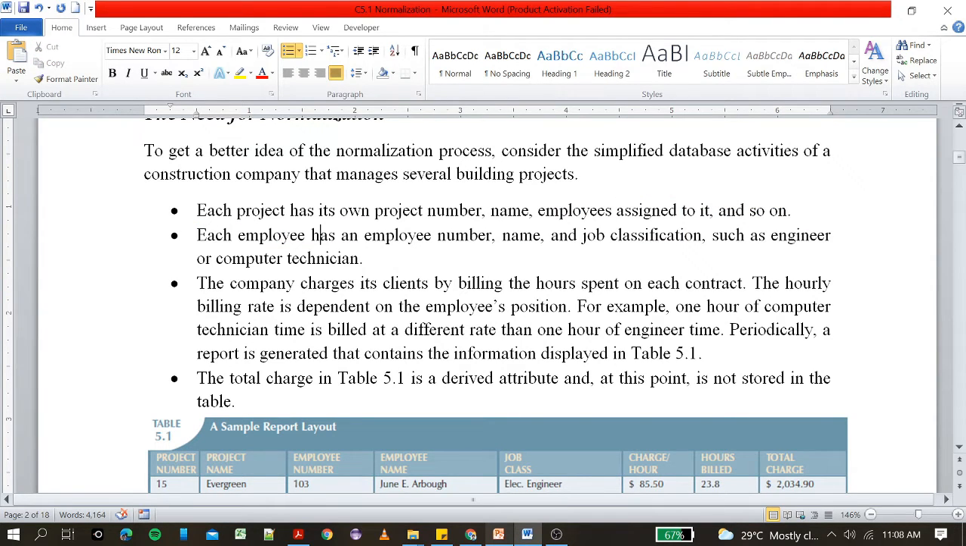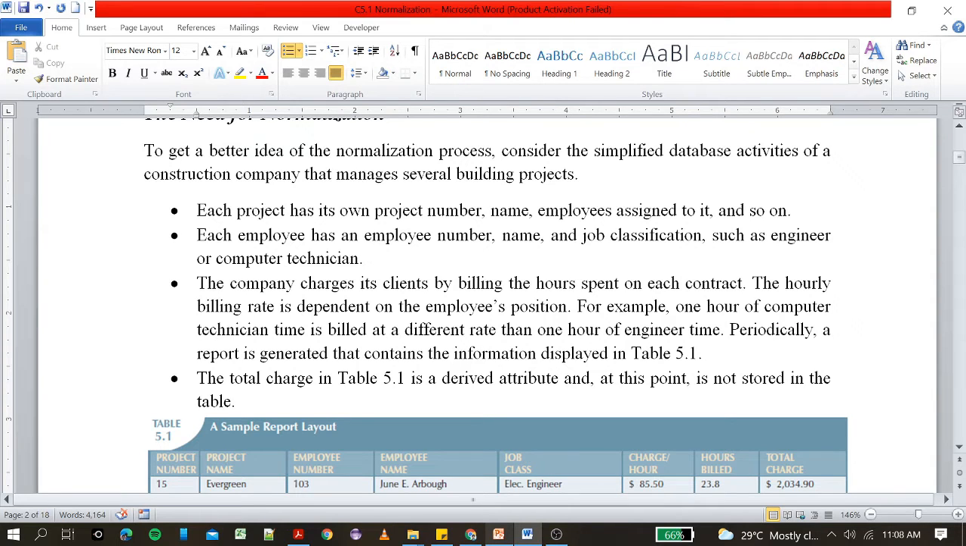Then, each employee has an employee number, name, and job classification, such as engineer or computer technician. The company charges its clients by billing the hours spent on each contract. The hourly billing rate is dependent on the employee's position. For example, 1 hour of computer technician time is billed at a different rate than 1 hour of engineer time. So, may kanya-kanyang rate yung bawat employee dun sa isang project depende sa kanilang position.